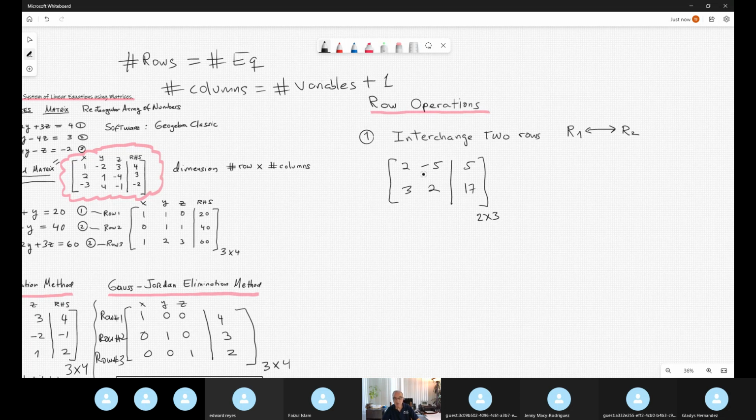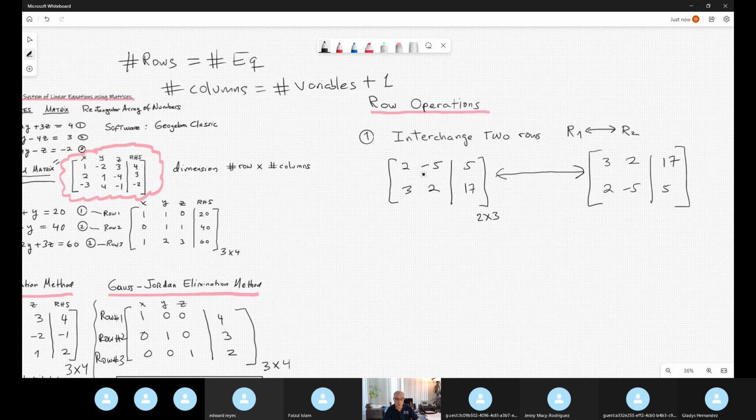I want to perform the famous row operation, interchange two rows. Well, it's too easy. It's elementary. Instead of row 1, I put 3, 2, and 17, and 2, negative 5, and 5. Done. I did the row operation. Okay, this is easy. This is straightforward. Everyone understands this very well.